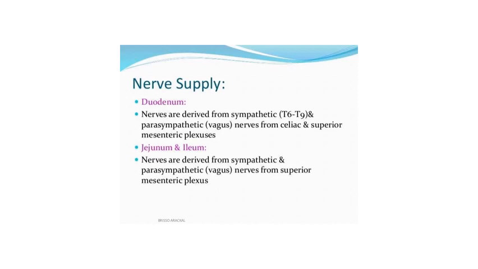Nerve supply. Nerve supply are derived from sympathetic and parasympathetic nerves.